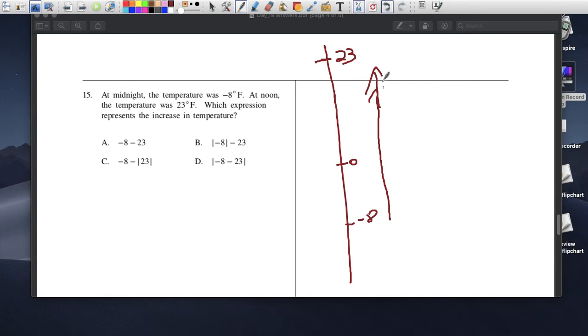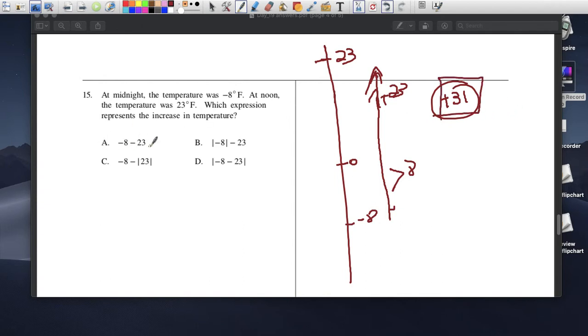So now, if you look at this, it was a negative 8. It went all the way to positive 23. So how much is it? Went up by how much? Well, from negative 8 to 0 is 8. From 0 to 23 is 23. So if we add these two, the temperature went up by 31 degrees. So if you don't know how to do this, look for something that's going to result in positive 31.